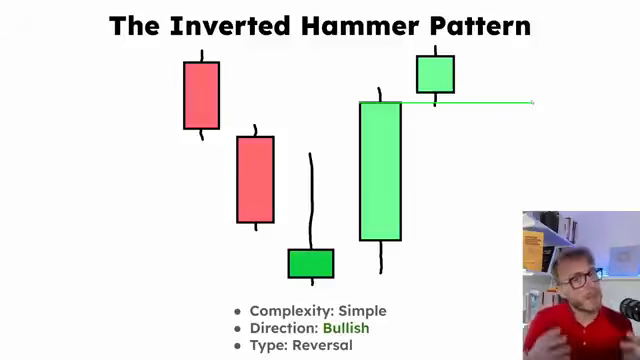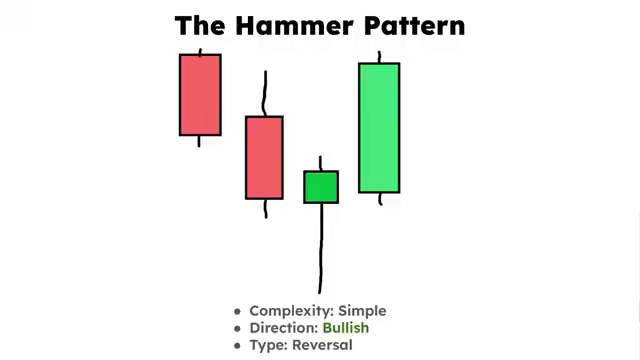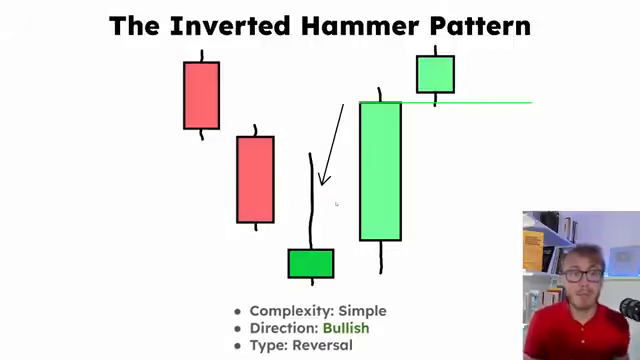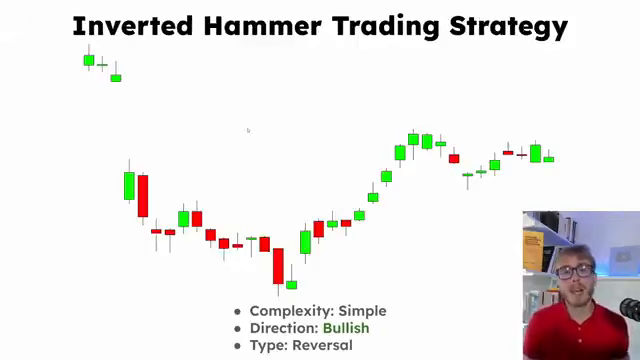And in my opinion, waiting for a confirmation candle when it comes to the inverted hammer is not a bad idea. Because this pattern is slightly less bullish compared to, for example, the hammer pattern. And as you can hear on the name, the inverted hammer pattern is basically a hammer upside down. So now let's take a look at the inverted hammer trading strategy. And if you want to, pause the video and try to find the pattern on your own.